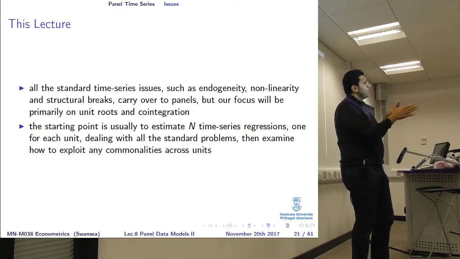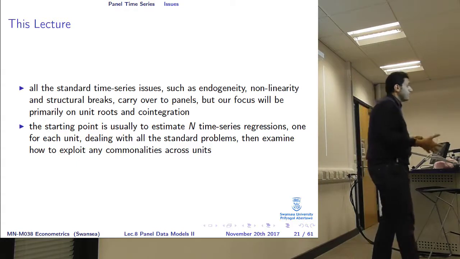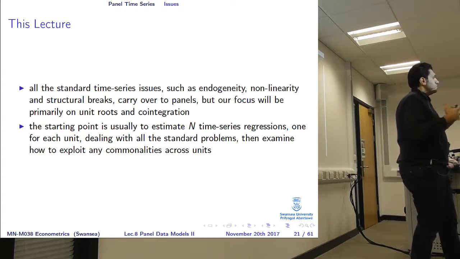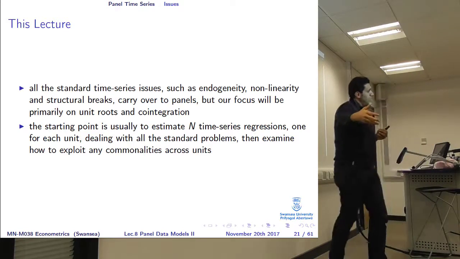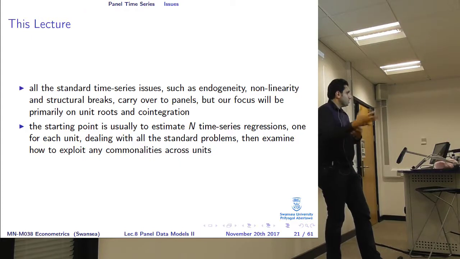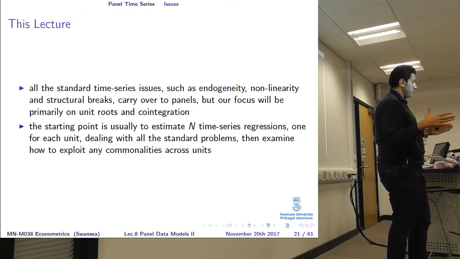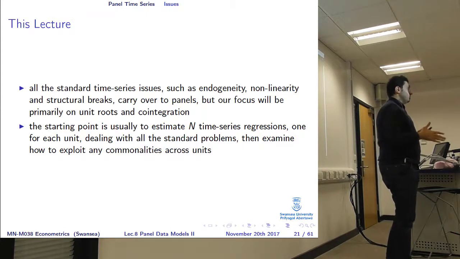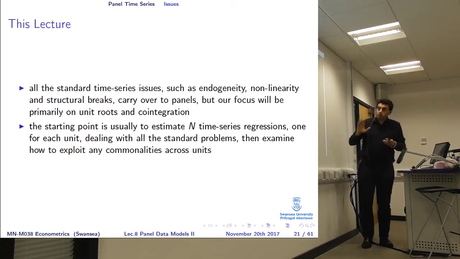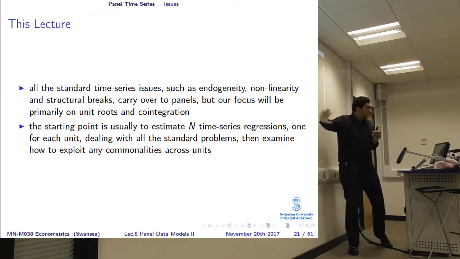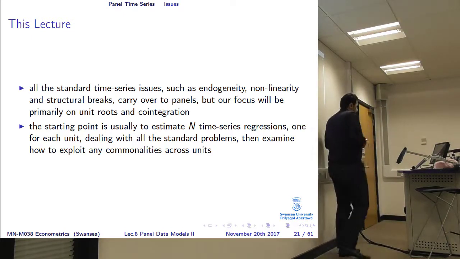Any other issue related to time series you still need to think about, like structural breaks, endogeneity, anything that would bother you or be important to test for in a time series model or in a model based on time series data, you should worry about if you have large T. Then there is cross-section dependence again. So these are three issues that you need to be aware of. As I said, all the standard time series issues apply to large panels, but what we will focus on today will be unit root and cointegration.